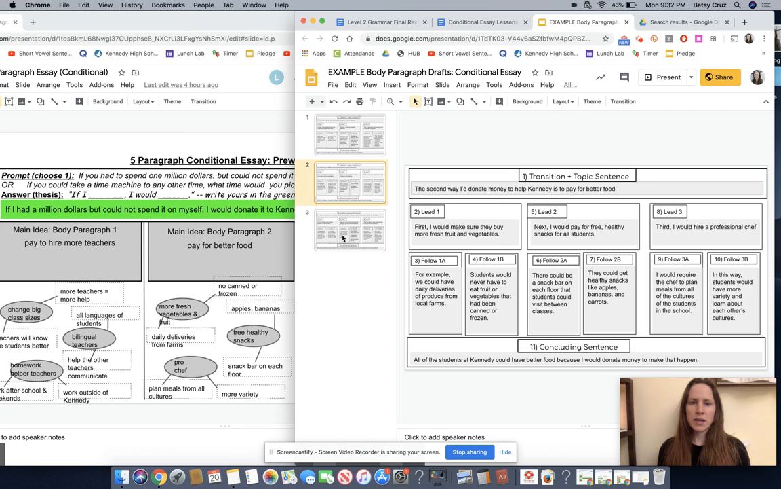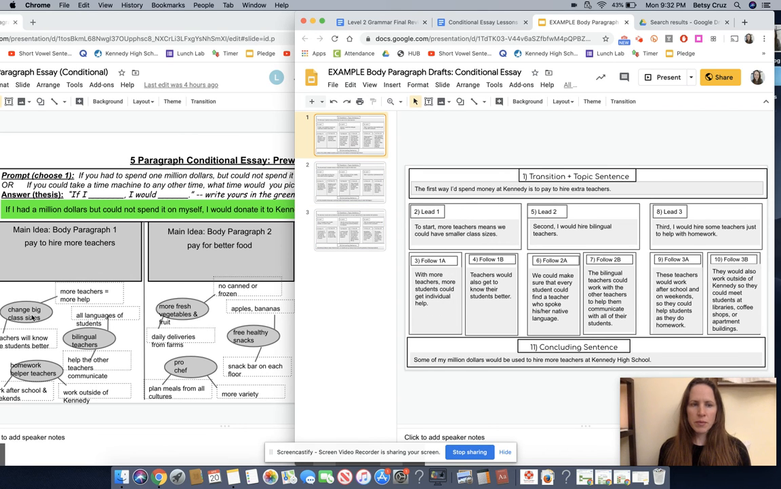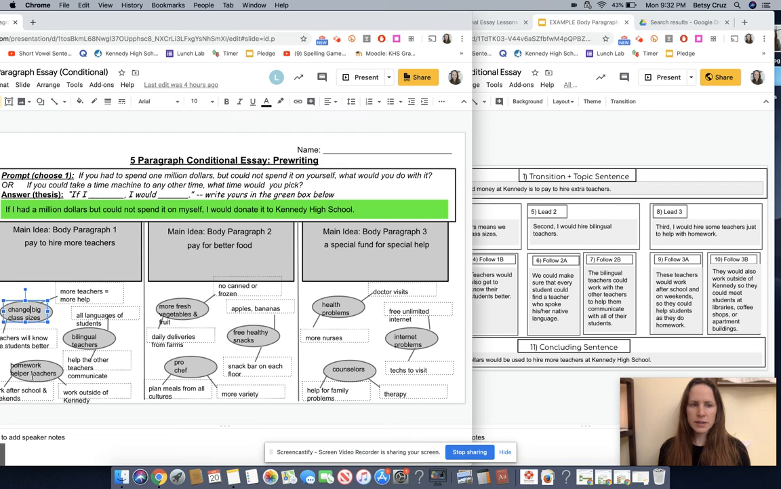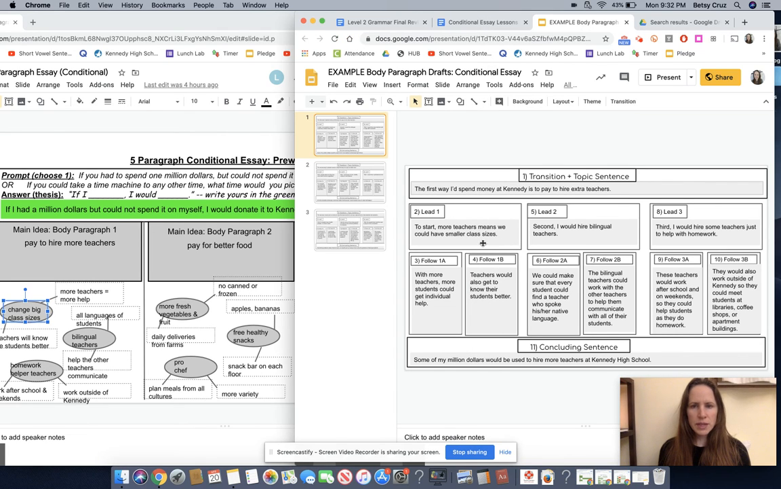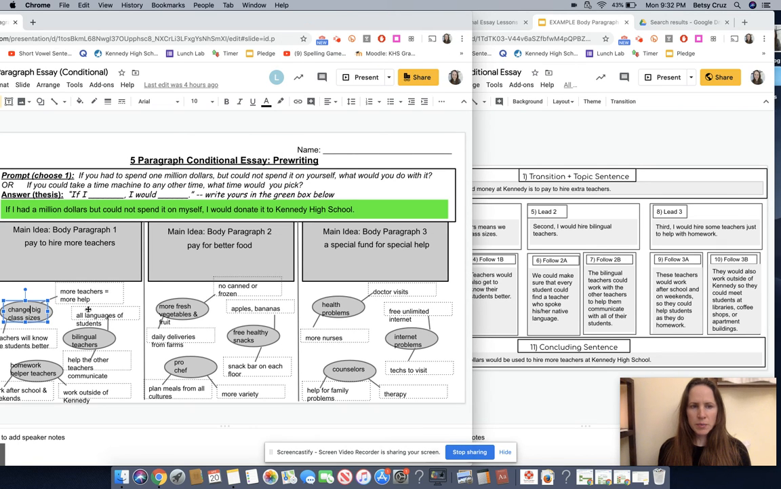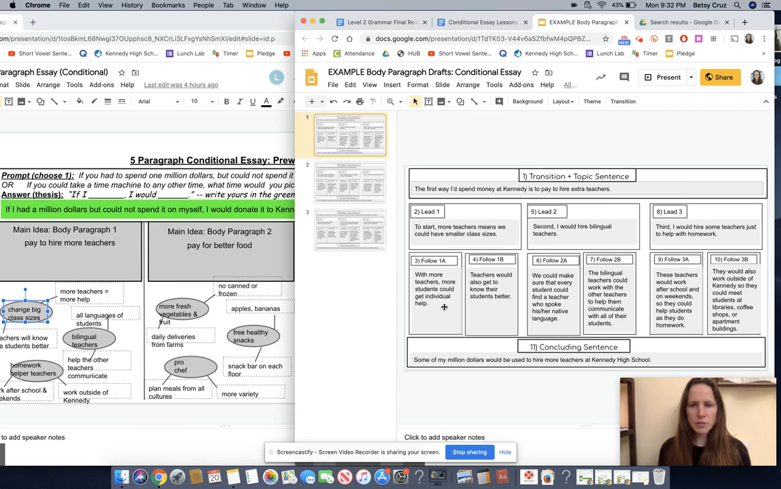So Friday, Monday, Tuesday. Okay, remember that each of these circles is a leadoff sentence. So change big class sizes. You can see I put it here. To start, more teachers means we could have smaller class sizes. And then these lines coming out are my examples that are the follow-ups. With more teachers, more students could get individual help. Teachers would also get to know their students better. Then I can go to my next circle, put that as my leadoff, 2 with a transition like second. And look at my 2 details, put them in here. The third one goes over here. It does not matter to me what order you do, as long as you do it in a way that makes sense.